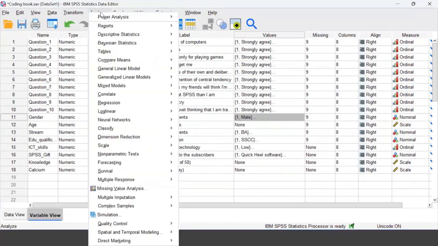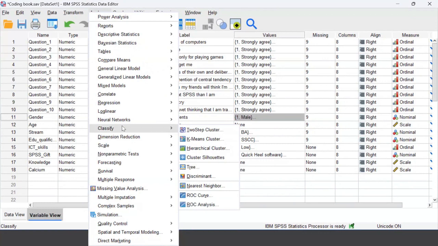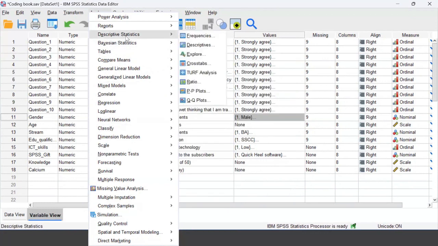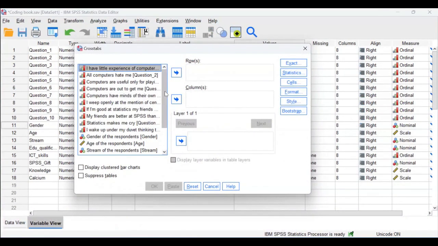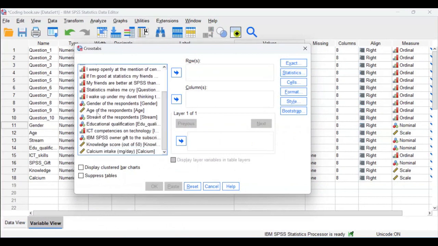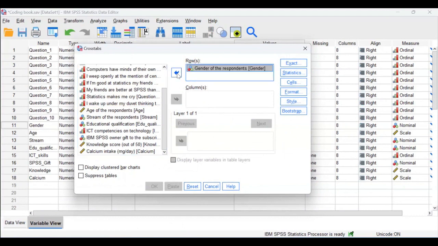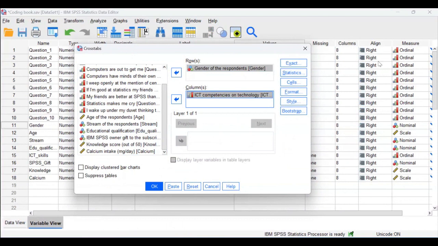Next, go to Analyze, Descriptive Statistics, Cross tabs. Now I'm taking two categorical variables. One is gender, which you can keep anywhere. The second one is ICT competencies. Are you there with me?